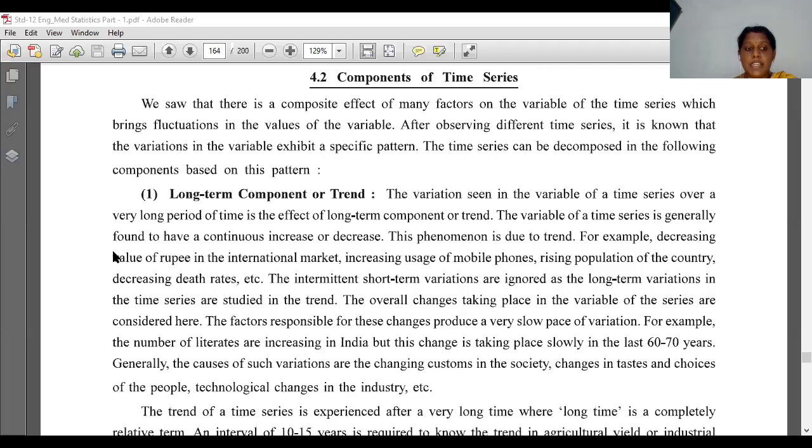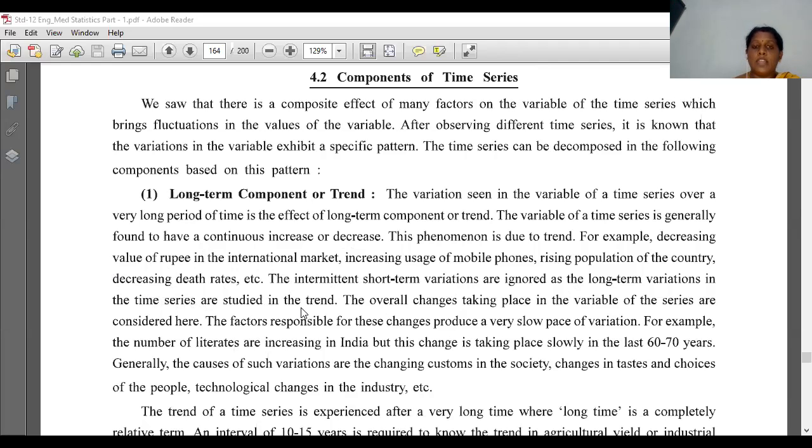For example, the decreasing value of the rupee in the international market, the increasing usage of mobile phones, that is all based on the trend. According to the trend, our usage increases and decreases. Then the rising population of the country, decreasing death rates, etc. The intermittent short-term variations are ignored as the long-term variations in the time series are studied in the trend.